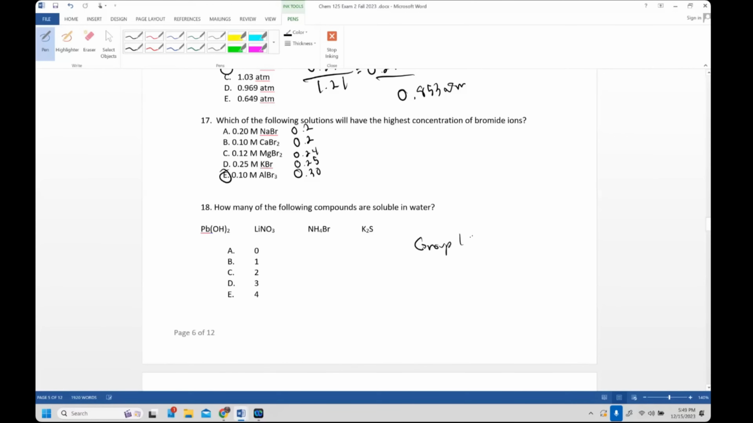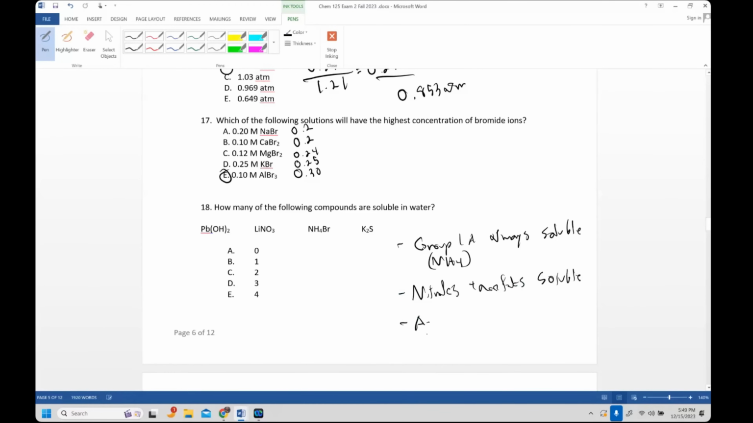group 1A always soluble. And also you can add ammonium to that, because even though it's not in group 1A, it still has a lot of the same properties. It's +1 and it behaves similarly. So these are potassiums, sodiums, lithium, and more. So these are always going to be soluble. The second rule, nitrates and acetates, always soluble.